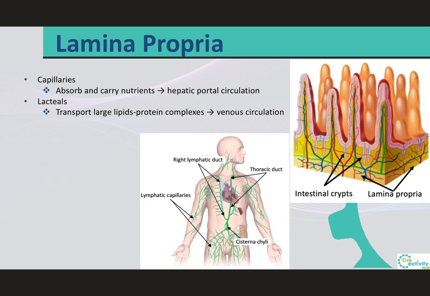Now, the lamina propria of each villi contains an extensive network of capillaries that will absorb and carry these nutrients to the hepatic portal circulation. And we will talk more about the hepatic portal circulation when we cover the liver. Now, in addition to the capillaries and the nerve endings, also notice the presence of the lacteals in the villi.